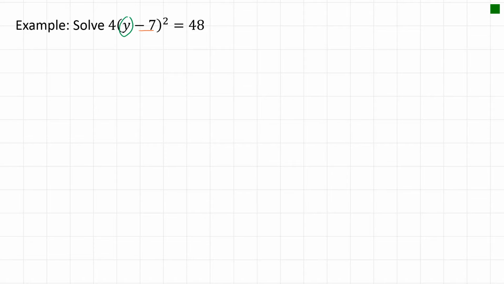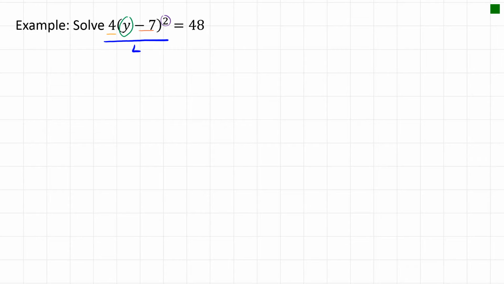Grouping together the y and the -7 is the square. That's basically locking the two of those inside the brackets. And finally, we have this 4 multiplied to the brackets which are squared. The 4 is the most loosely attached item in all of this, because as we'll see, we can just divide the 4 away. So that's what we're going to do here.